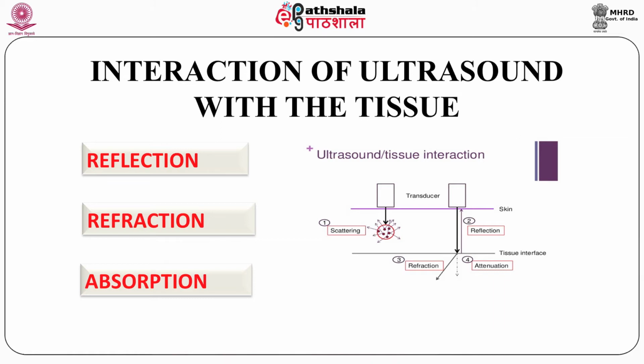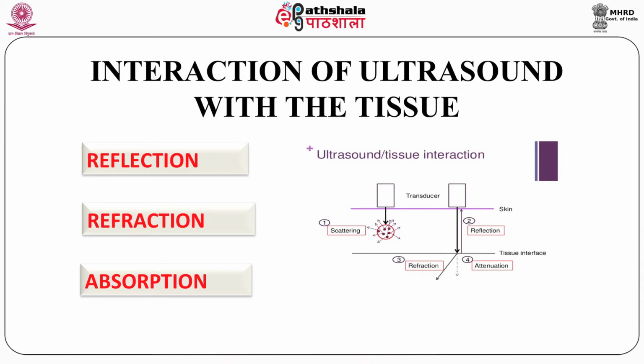As sound wave passes from one tissue to another tissue, the amount of reflection is determined by the difference in the acoustic impedance of the two tissues. Greater the difference, greater the percentage of reflection.